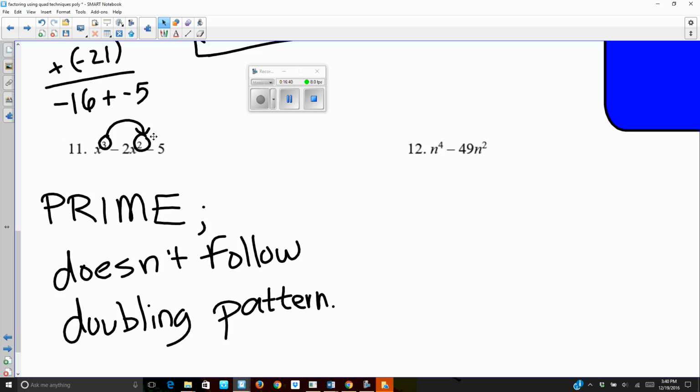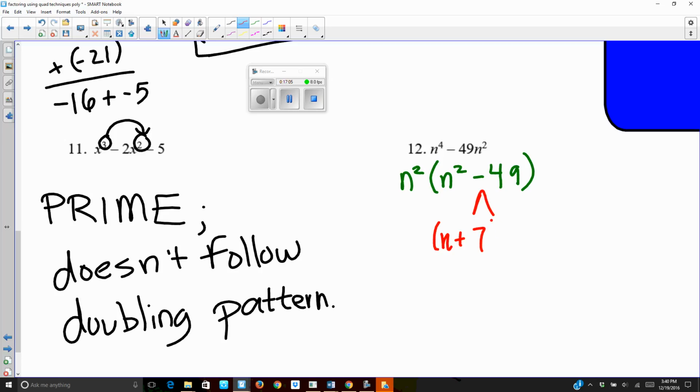Number 12, you might go initially into perfect squares on number 12, but you'd be wrong because there's a GCF you can factor out first on number 12. You should be able to factor out an n squared. If you factor out an n squared, you're left with n squared minus 49, which then you can use the perfect square method. But again, don't forget the GCF. That is part of your answer.